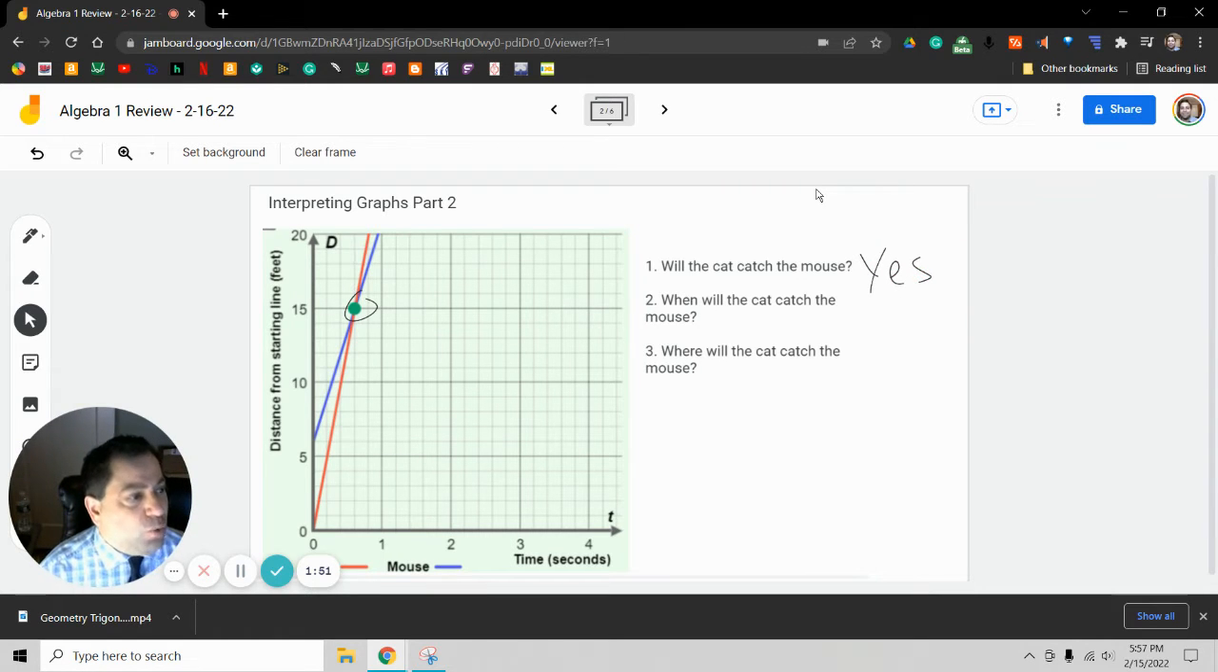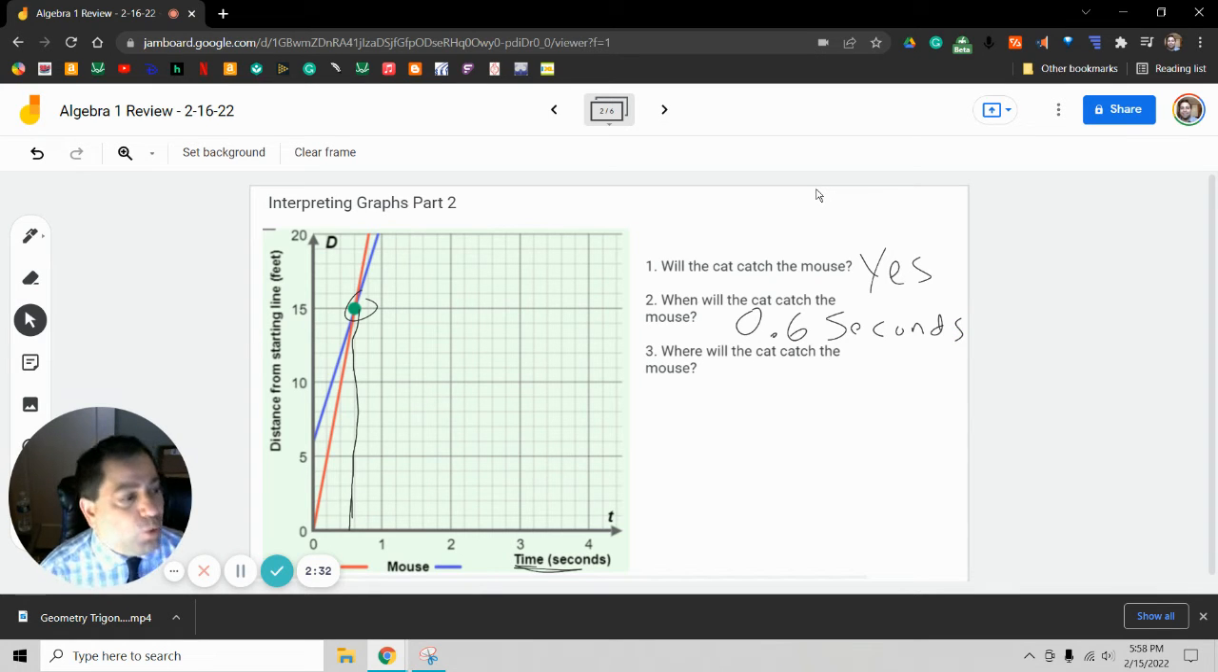Question number 2. When will the cat catch the mouse? Well, the cat will catch the mouse as x is time. So if we follow the intersection point down, now this is a little tricky here because it's less than 1. But what we have here is 5 units. So each unit is going to be 0.2. So 1 unit is 0.2, 2 units is 0.4, 3 units is 0.6. So when will the cat catch the mouse? 0.6 seconds.